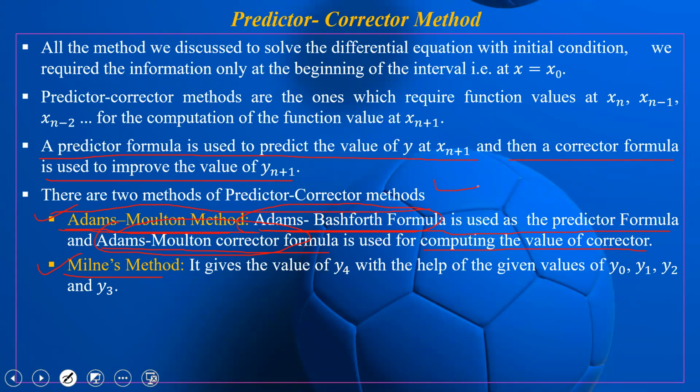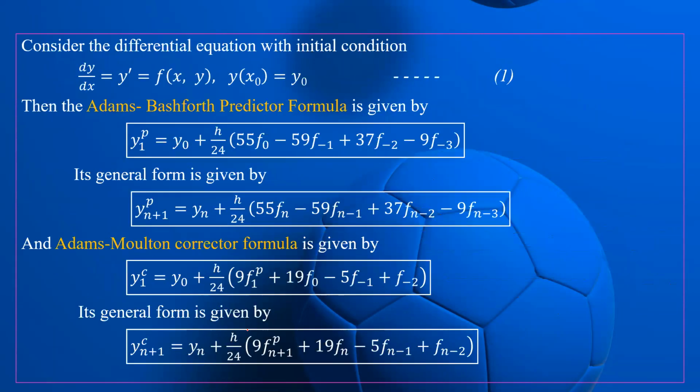So now these two should be used to find out the predictor-corrector method for the given differential equation. And the next one is Milne's method. It gives the value of y4 with the help of the given values of y0, y1, y2, and y3. So now here three values are required. What is the first value? The first value is y0. y0 will be given, and after y0, we should also know the values of y1, y2, and y3. If all four values are given, then we are able to find out the value of y4.